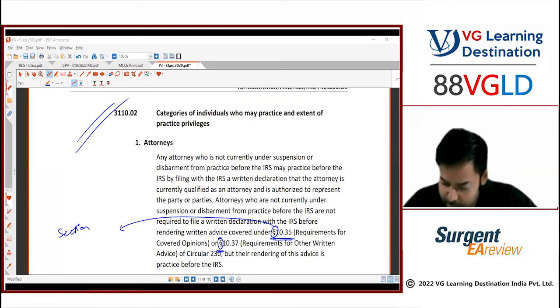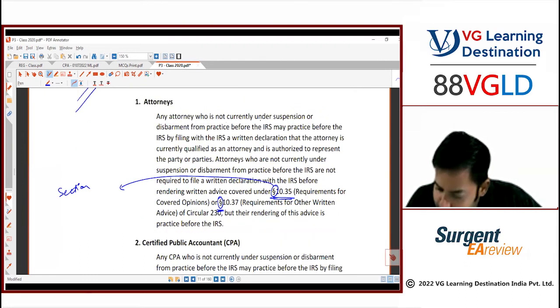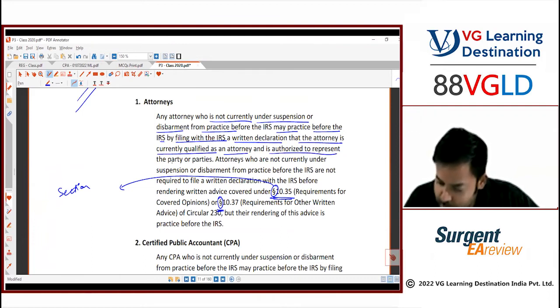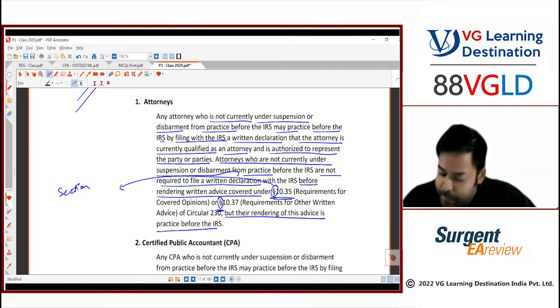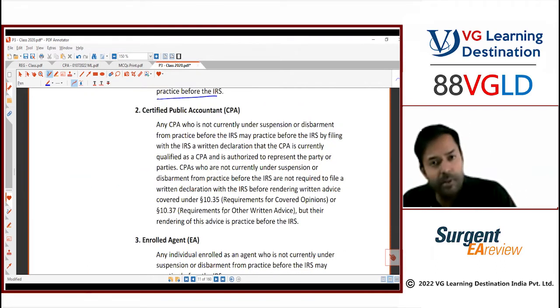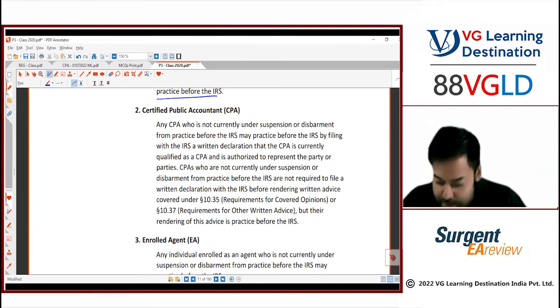Okay, let me just quickly cover that. An attorney who is not currently under suspension or disbarment from the practice before the IRS may practice before the IRS by filing a written declaration that the attorney is currently qualified as an attorney and is authorized to represent the party or the parties. Attorneys who are not currently under suspension or disbarment are not required to file the written declaration with the IRS before rendering written advice in this case. But their rendering of service is going to be practice before the IRS. We discussed the rendering of the written opinion is going to be the practice in this case.